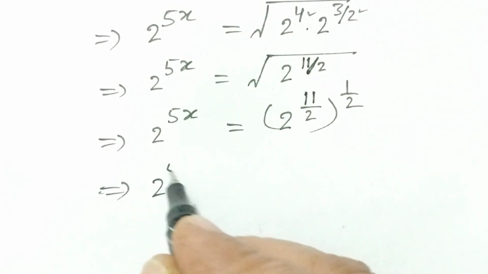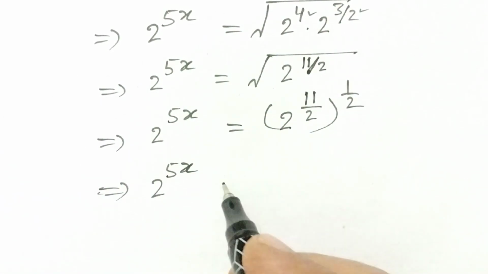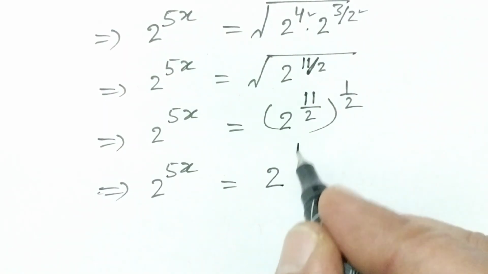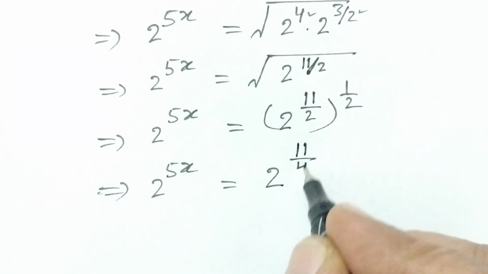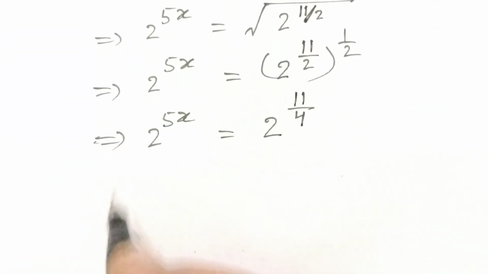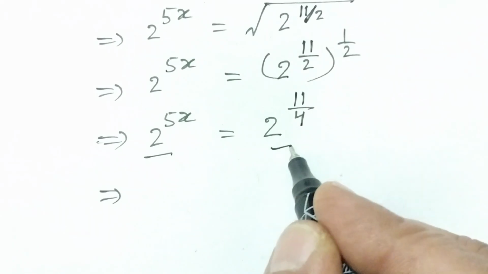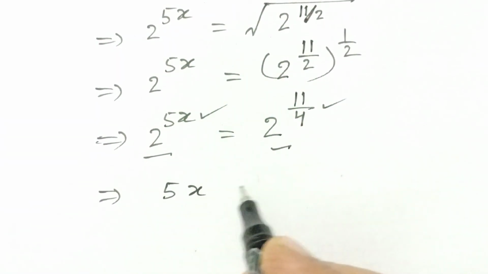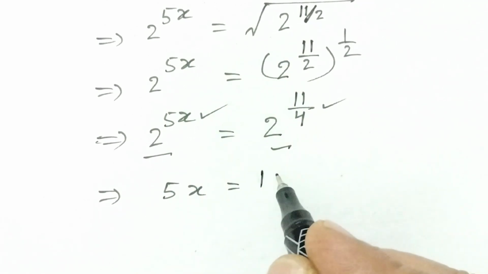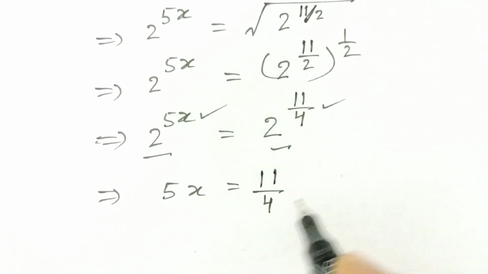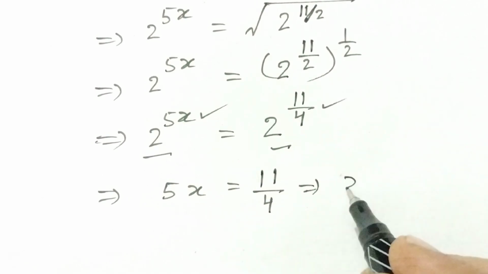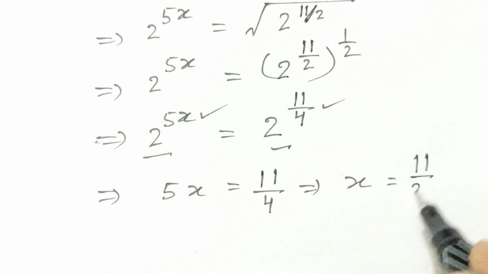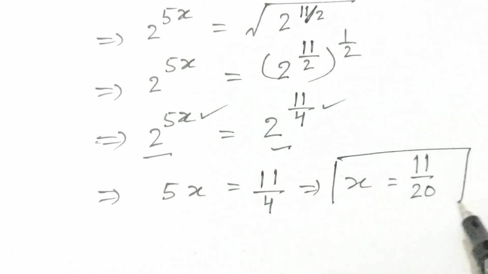Now 2 to the power 5x is equal to 2 to the power, this will get multiplied, so 11 over 4, right? Now we have same base, so power will be same. 5x is equal to 11 over 4, right? So x will be equal to 11 over 20. Fine.